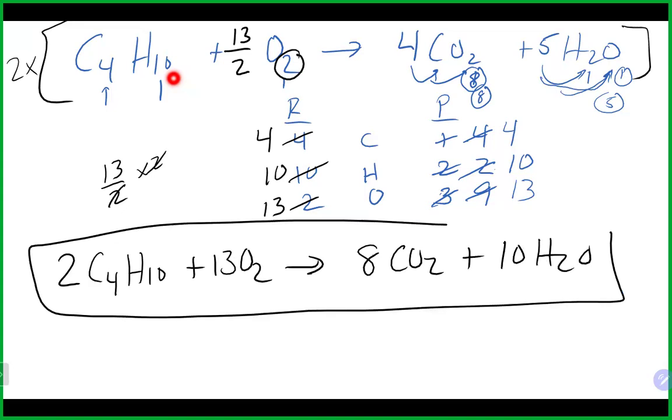And once again, if I didn't screw up, which I hope I didn't, it is still balanced. 8 carbons on each side, 20 hydrogens on each side, 26 oxygens on each side. 16 oxygens there and 10 there is 26. We are still balanced.